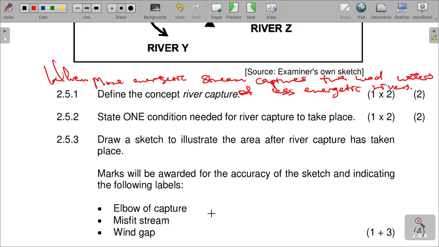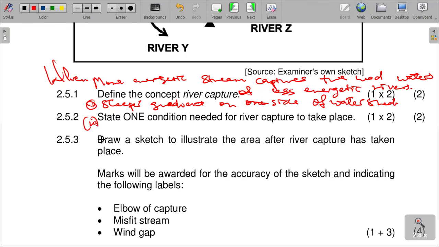And then, state one condition needed for river capture to take place. For river capture to take place, there should be a steeper gradient on one side of the watershed, where the water flows faster. Then there should also be more rainfall on one side of the watershed.